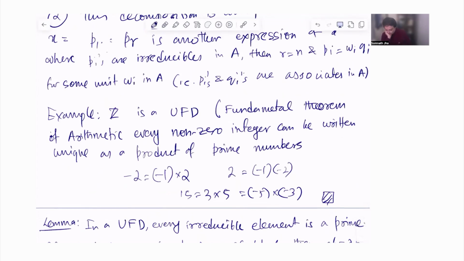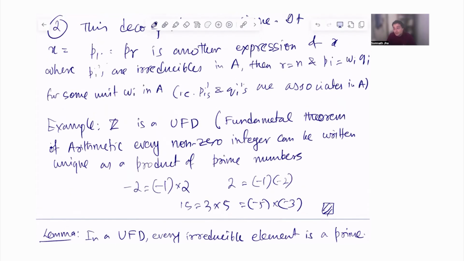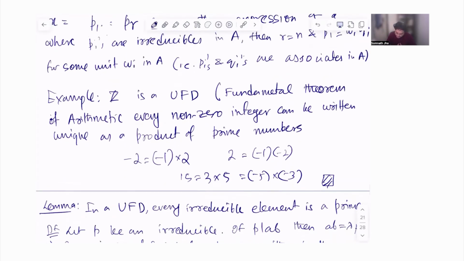So in a UFD, one of the next propositions is this. Okay, Z is a UFD. What are the other examples of UFD? We'll see very soon more examples of UFD. Let me do a couple of lemmas first, then we'll see more examples. In a UFD, every irreducible element is a prime. How do you prove this? That is the next lemma. In a PID, we have seen every irreducible is prime. In a UFD also every irreducible is prime.